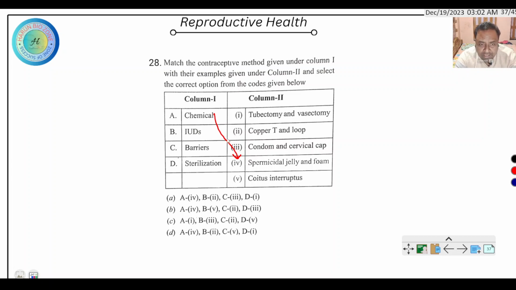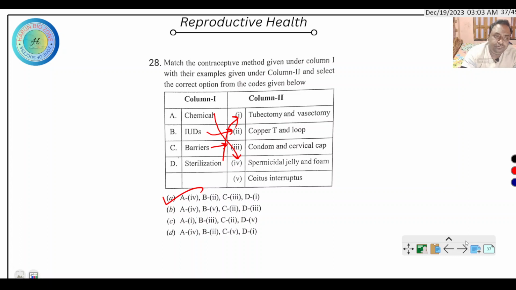IUD. A is 4. Then B, IUD: copper T and loop, 2. And C is a barrier method, coitus interruptus. Condom and cervical cap are the barrier method. And sterilization means tubectomy and vasectomy.